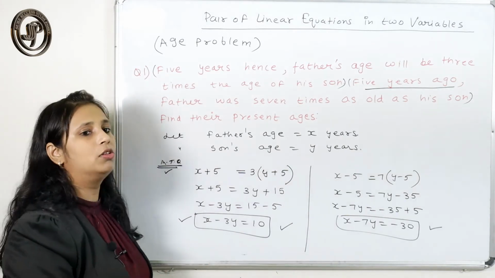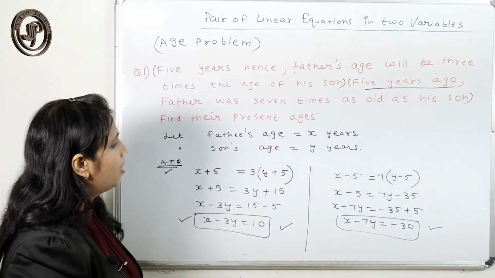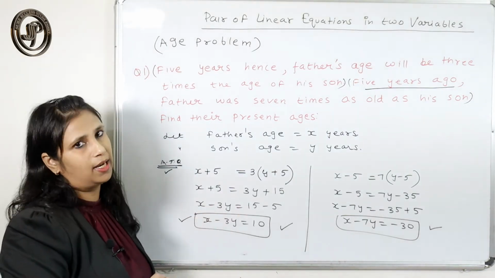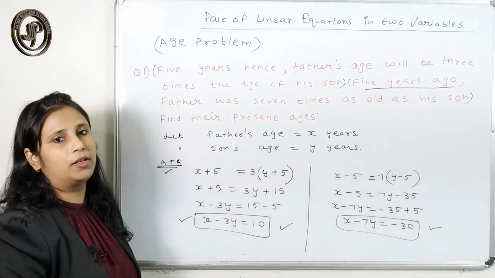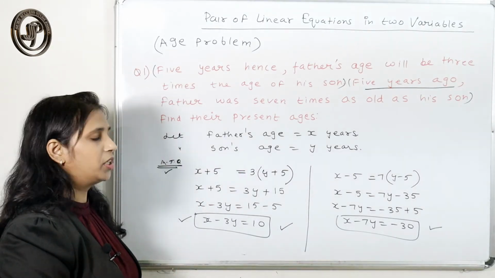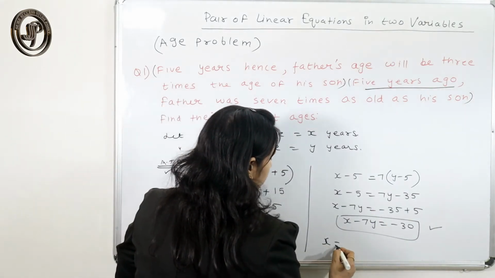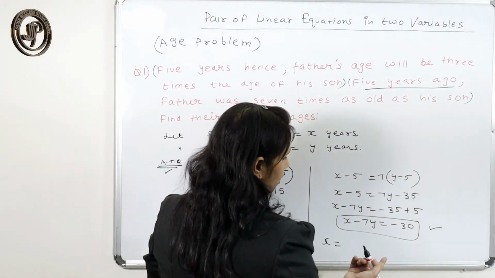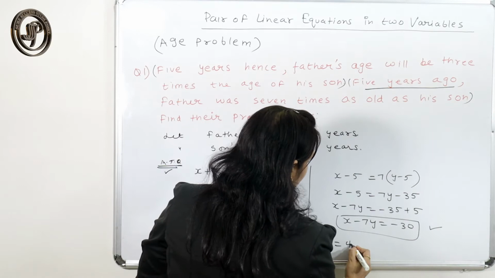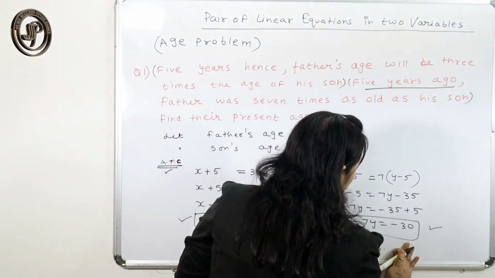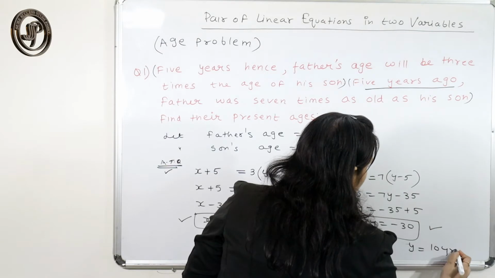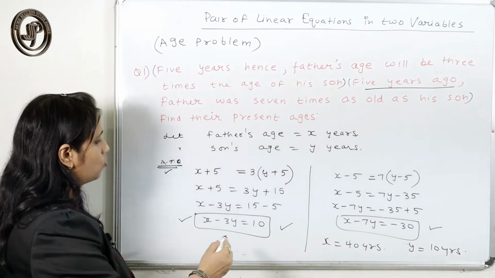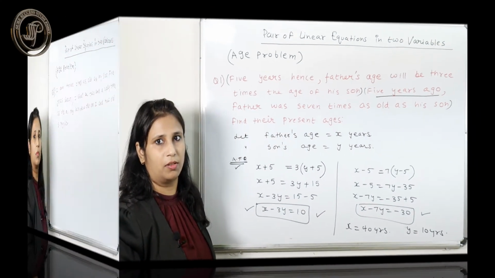Now you have to solve these two equations by the elimination method. I am not going to show the solution here, because we already did so many questions of this type, so I am directly giving you the answer. You can solve this by the elimination or substitution method, any one you want. You will get x is 40 years and y is 10 years. So the age of the father will be 40 years and the age of the son will be 10 years.